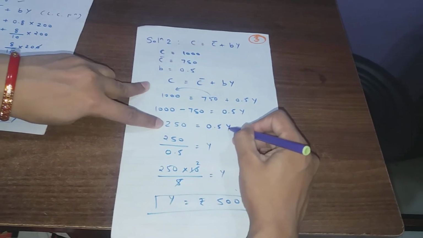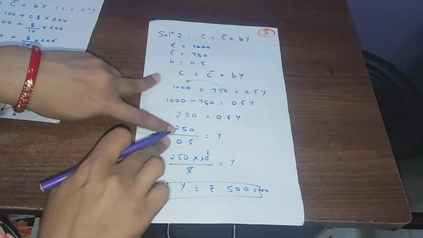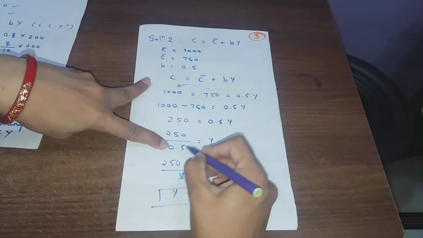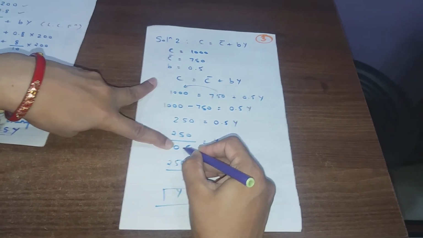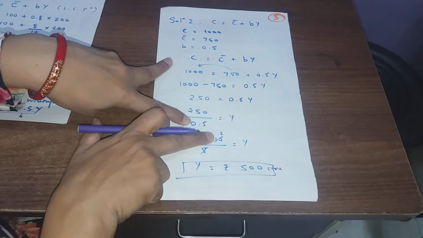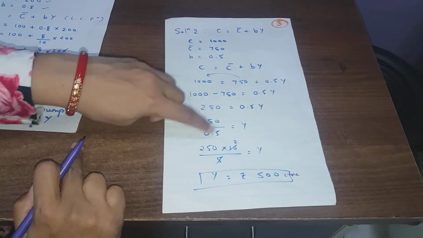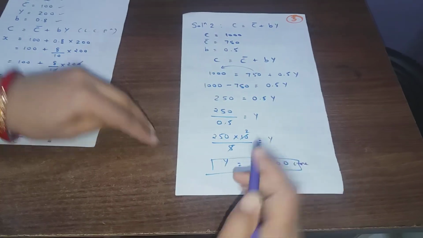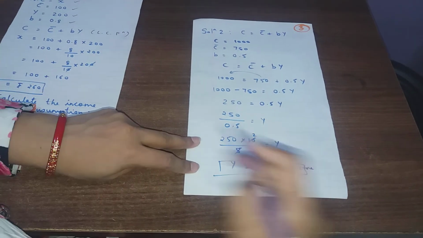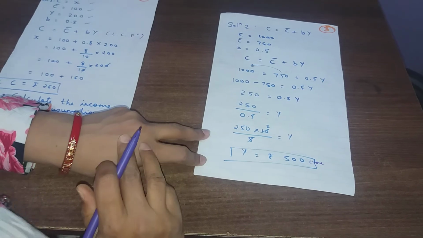Now 0.5 is in multiplication with Y, so its transposition will be in the denominator. That is 0.5 in the denominator. Now the decimal number is in the denominator, so remove this decimal and place a 10 in the numerator. As it was in the denominator, we had to place 10 or its multiple in the numerator. Now this will give you Y. On cancellation you will get rupees 500 crore.